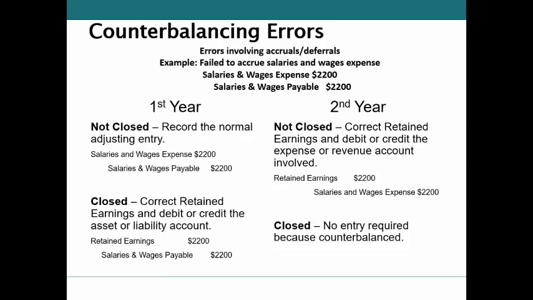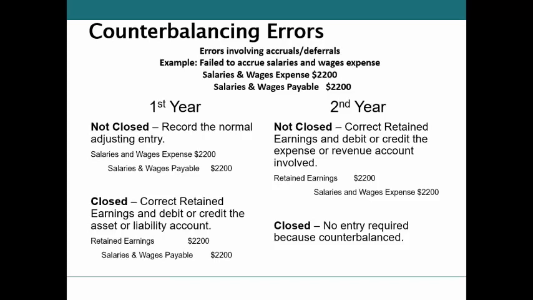If the error is not discovered until the second year, after the wages have been paid, but before the books are closed, then the entry to correct this error would be to debit retained earnings for $2,200, but now the credit would be to salaries and wages expense for the same amount. This corrects the salaries and wages expense in the second year that is overstated. There is no need to credit salaries and wages payable because they have already been paid.